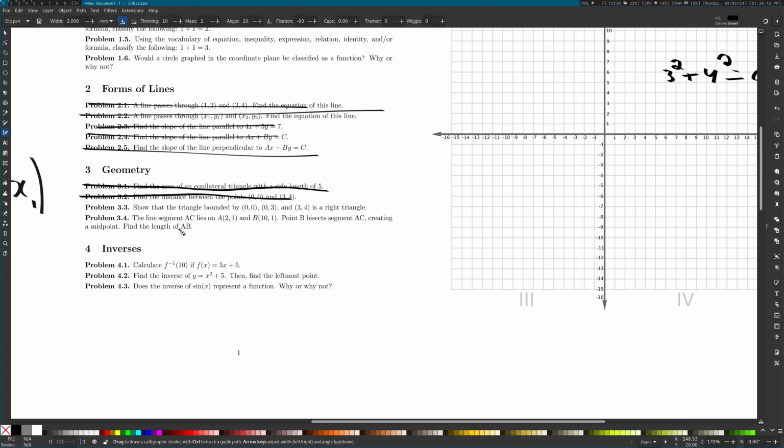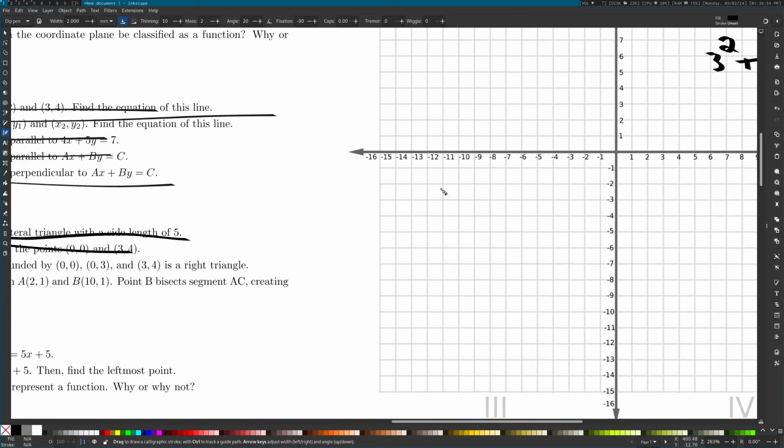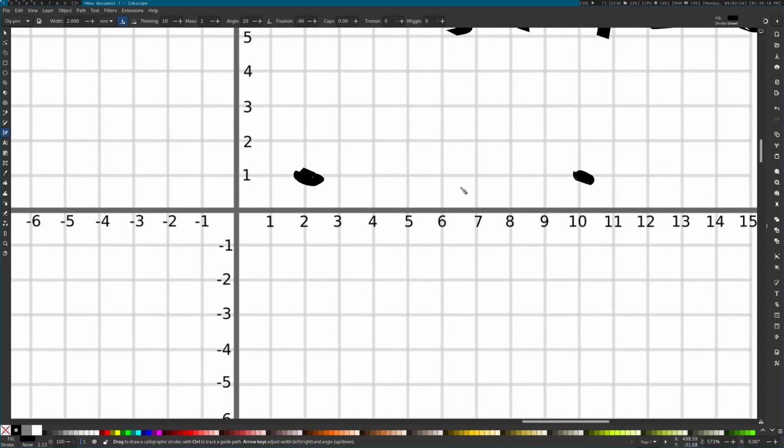Okay, the line segment AC lies on (2, 1) and (10, 1). Point B bisects segment AC, creating a midpoint. Find the length of AB. So let's just graph those: (2, 1) and (10, 1). Do you guys know what a bisection is? You cut it in half. So if you want to cut it in half, you're going to take the average of these two. So 2 plus 10 divided by 2 is 6.